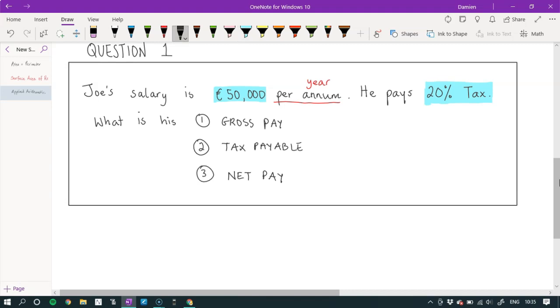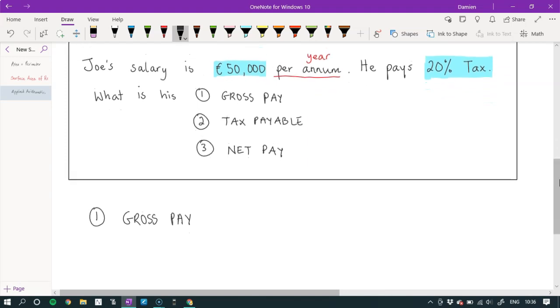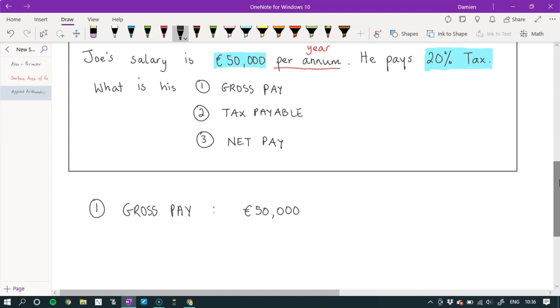First of all, the question's asking us what his gross pay is. Your gross pay is the amount of pay that you get from your employer, that you're awarded for doing your job. That's not the pay that you get at the end in your bank account or in your pocket, because remember, the tax has to be taken out of it. So Joe's gross pay here is 50,000 euros. That doesn't mean Joe's going to get 50,000 over a year. Joe's going to get a lot less of that because all the tax has to come out of it. But Joe is getting 50,000 a year from his employer, but Joe has to go and pay the taxes next.